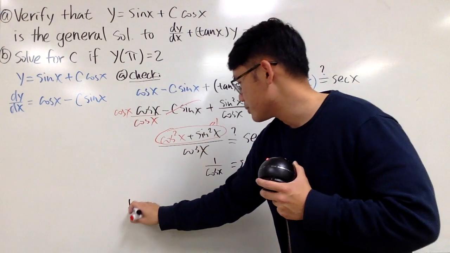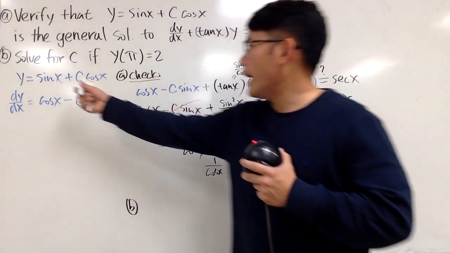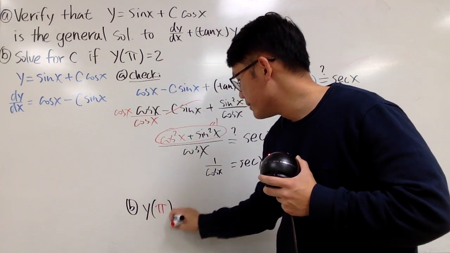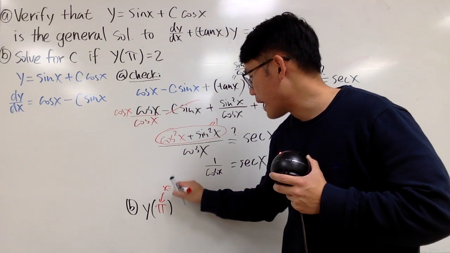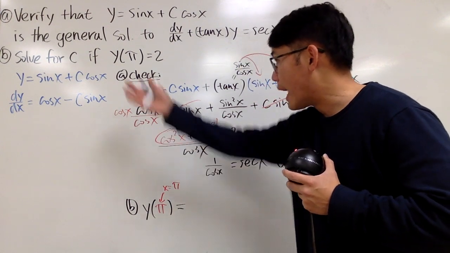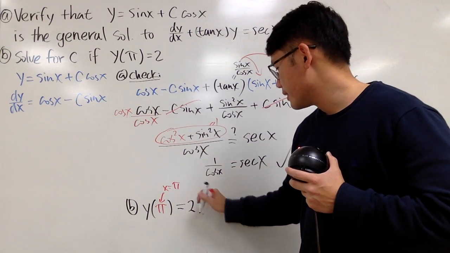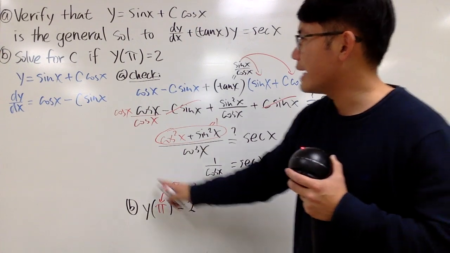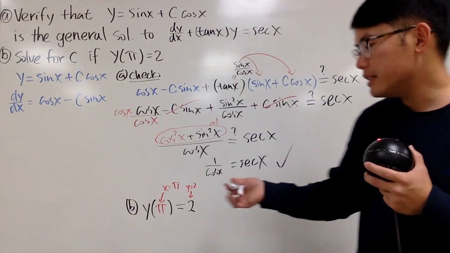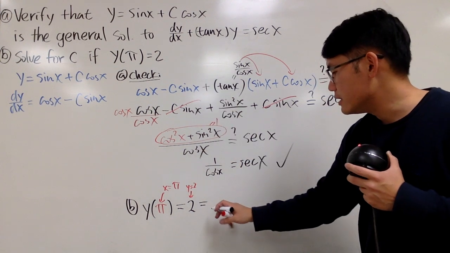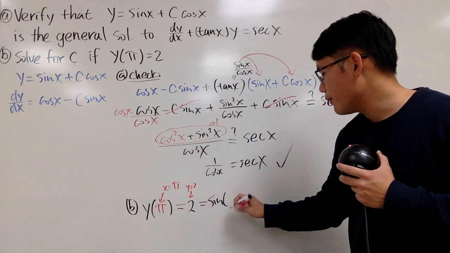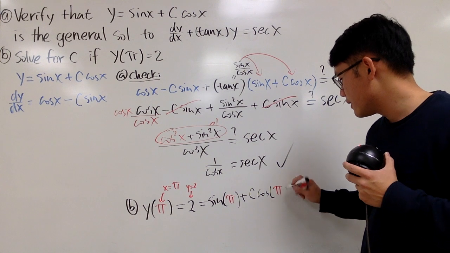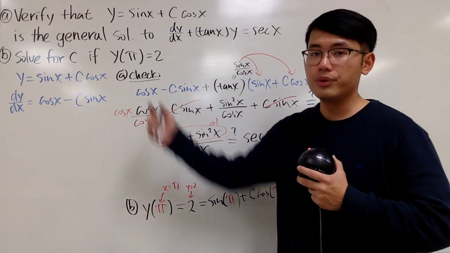Now, for part B, we're going to solve for c when y of pi is equal to 2. So let me just put it down right here. We know y is this. Y of pi, let me write it down. Y of pi just means that when x is equal to pi, the result for y is equal to 2. So this right here is y being 2. Well, I just had to put pi into here, and that's pretty much the idea. So I will say this is equal to sine of pi, and then we add this with c times cosine of pi, like this.